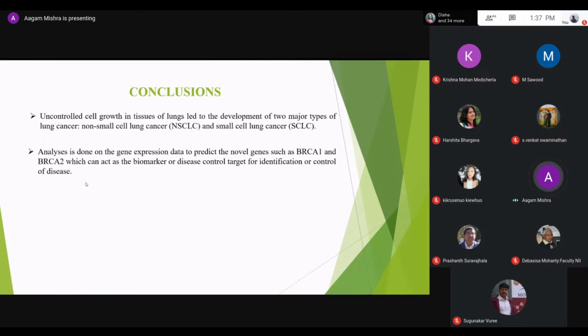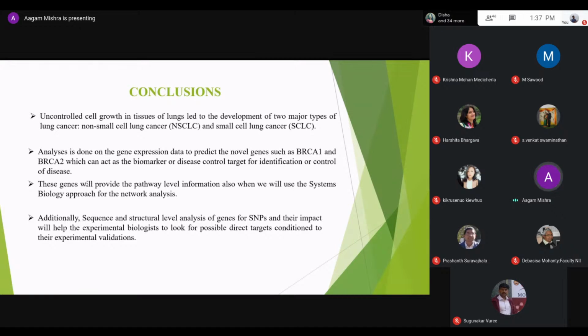Hence, I would like to conclude that uncontrolled cell growth in tissues of the lungs leads to the development of two major types of lung cancers, that is non-small cell lung cancer and small cell lung cancer. Analysis is done on the gene expression data to predict novel genes such as BRCA1 and BRCA2, which can act as a biomarker or disease control target for identification or control of disease.